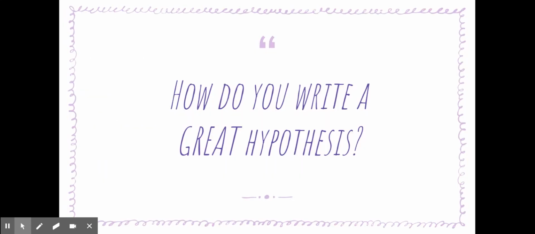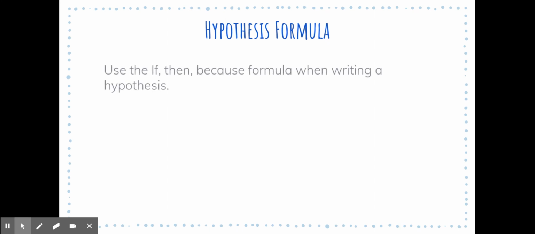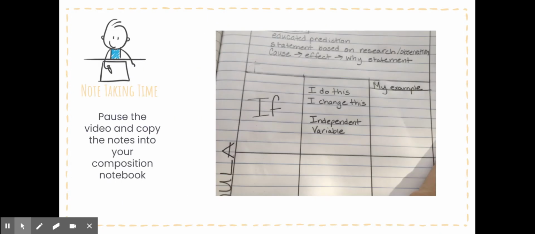So how do you write a great hypothesis? In a hypothesis, we're going to use the if, then, because formula. So if, and then I'm going to state the independent variable. If tells the reader what will be changed. This is your independent variable. So if I change this, whatever this is, this should be your independent variable. Please pause the video and copy the notes into your composition notebook.